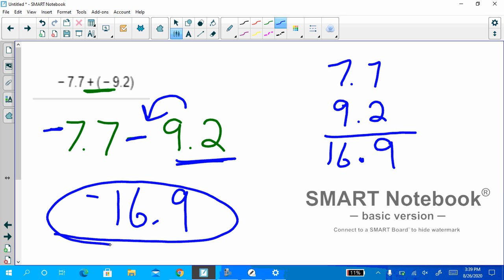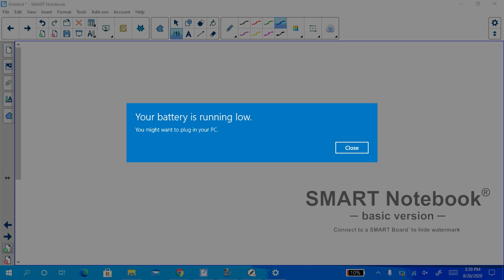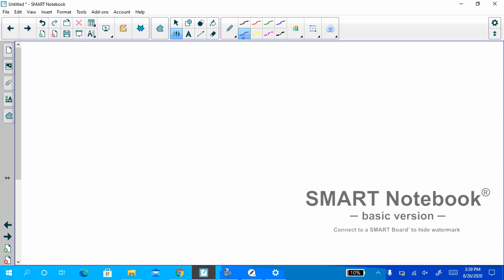Now that reminds me that sometimes people have trouble with this. So let's do 13.6 and take away 5.23.